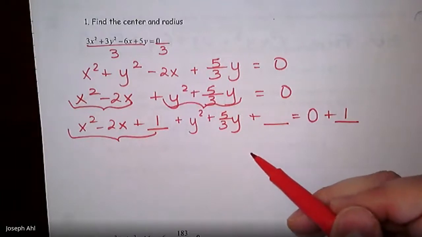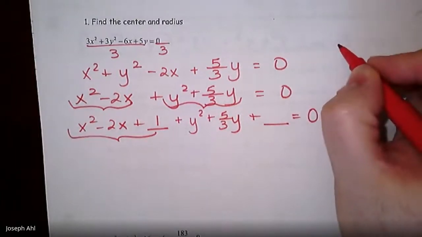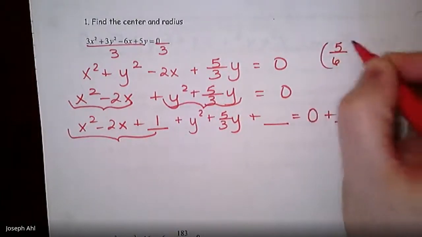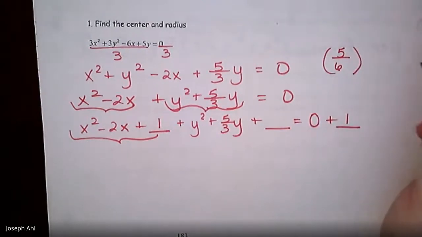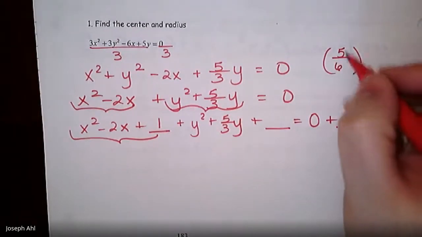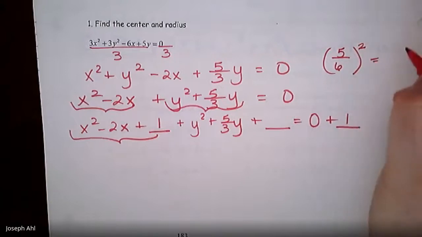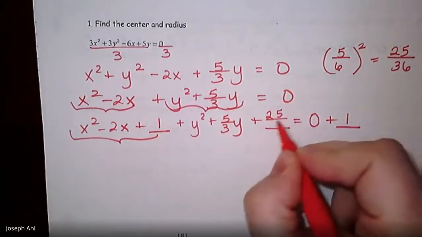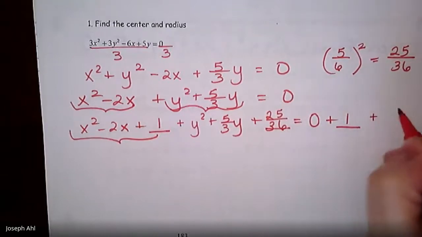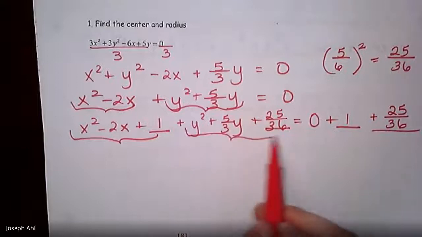So what's 5/3 divided by 2? Well, 5/3 divided by 2 is actually 5/6. Let's think of dividing by 2 as like multiplying by a half. So we get 5/6 squared, which sounds scary, but square the top, square the bottom to get 25 over 36. That's the number that completes the square for the y's. So add that to both sides.